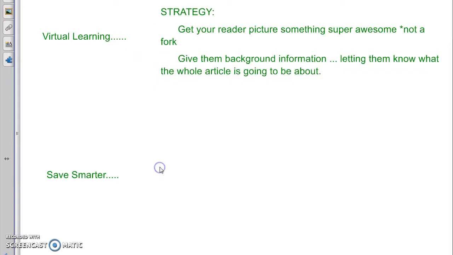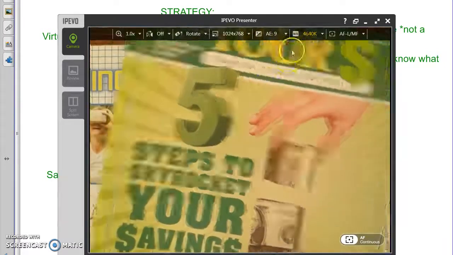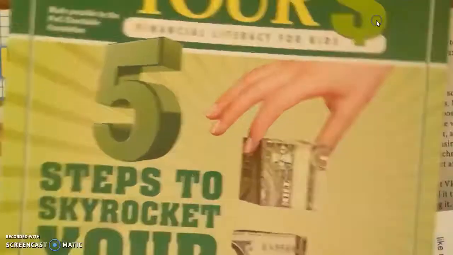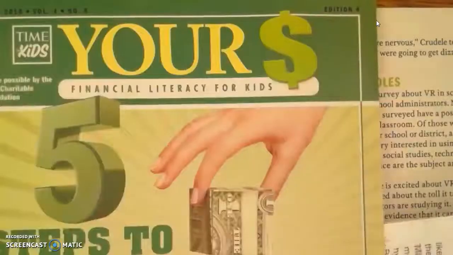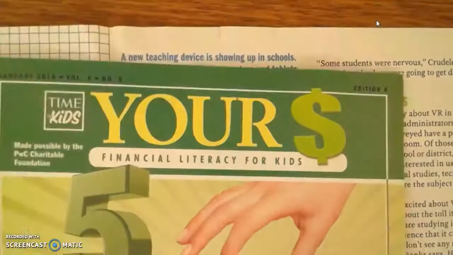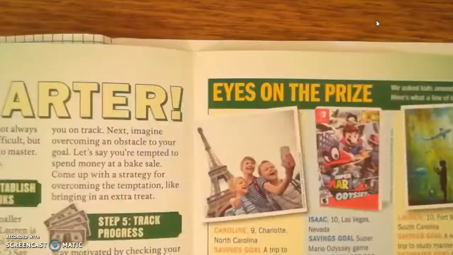All right. Let's look at the second one, okay? Save Smart. Where'd it go? All right. It's got about money. Already interesting. Love money. All right. Got a little more.